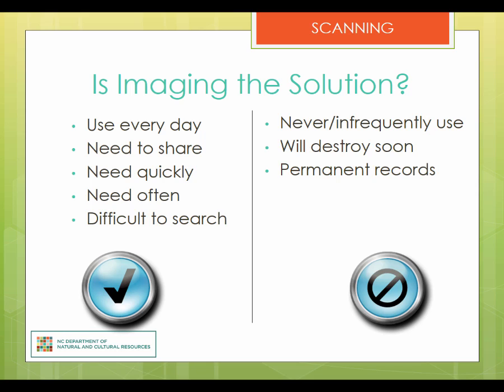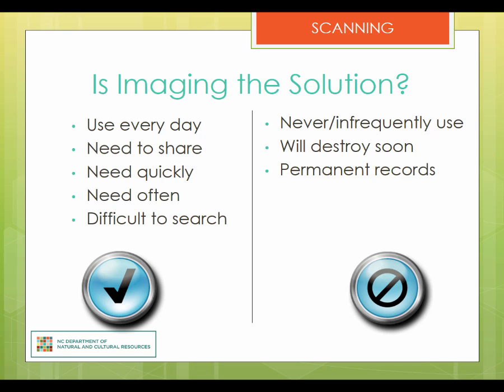Here's another way of considering whether or not imaging is the right solution for your office. Some examples of records that are good candidates for scanning are: active records that you use for daily operations, records that were created in one office but are used by many. For example, construction files, which are used by your CEO, legal counsel, financial officer, architects, and contractors. Records that need to be accessed quickly, such as those useful for audits, legal cases, or important projects.